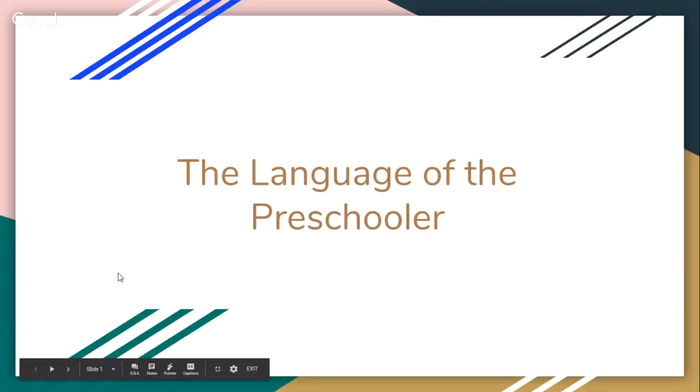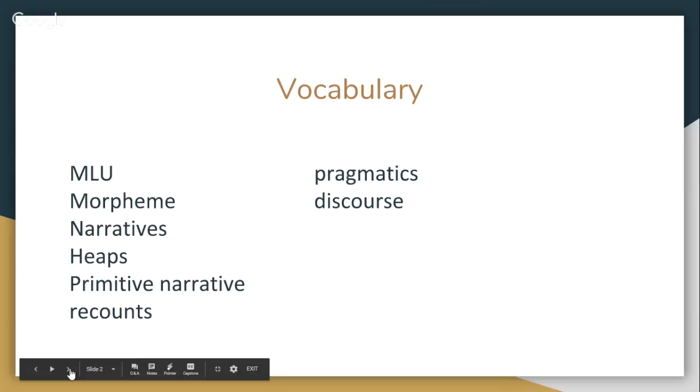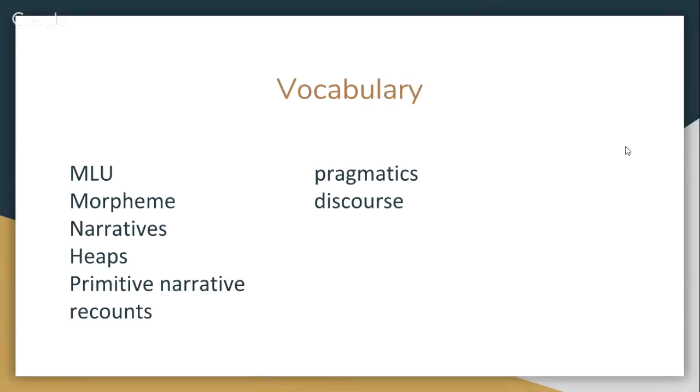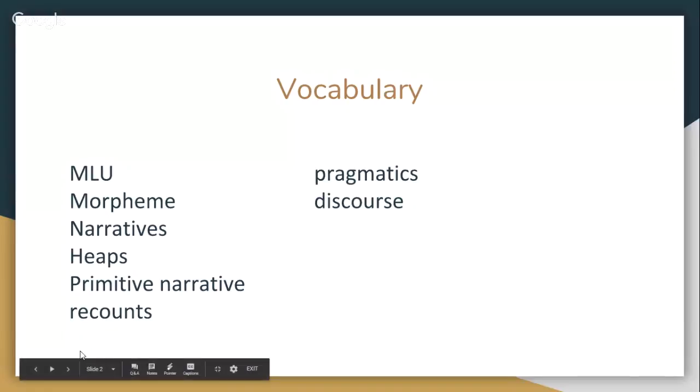Welcome to Module 6. This is the discussion of the language of the preschooler. So this week's vocabulary includes MLU, which stands for mean length of utterance, morpheme, narratives, heaps, primitive narrative, recounts, pragmatics, and discourse. As you read through the text, make sure that you're paying particular attention to these terms so that you become familiar with their definitions.